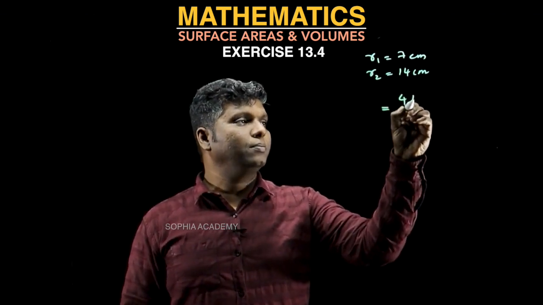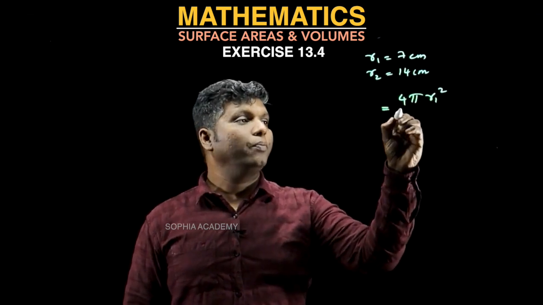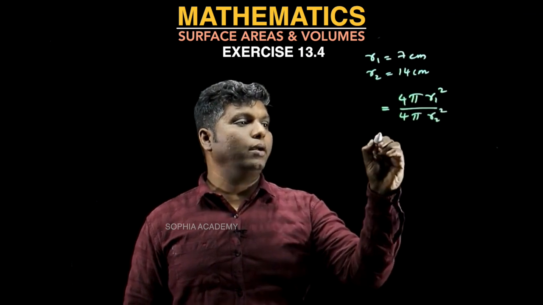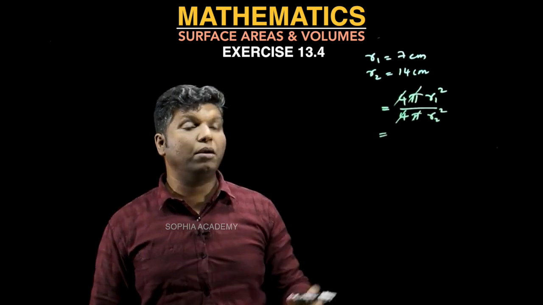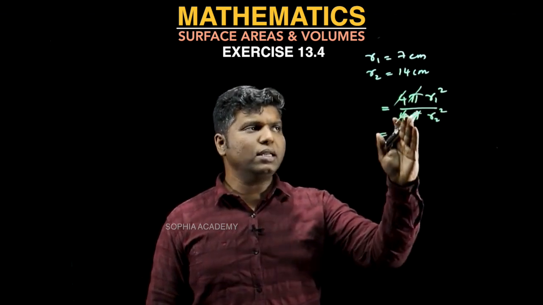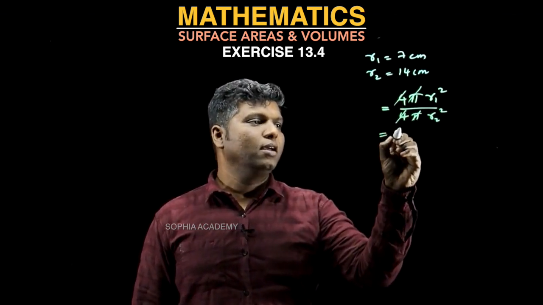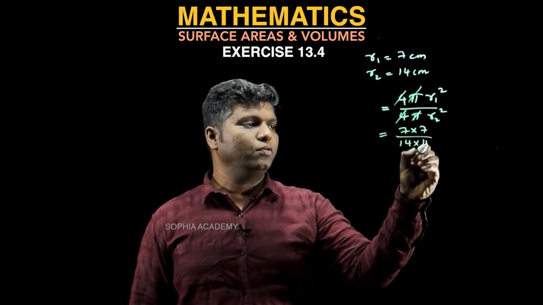4 pi r squared. I'm taking it as R1 squared, because here it is R1, divided by 4 pi R2 squared. And here, 4 and 4, pi and pi being the same number, you can cancel them together. Now it is r1 squared divided by r2 squared. What is r1 squared? It is 7. So let us write 7 into 7 divided by 14 into 14.